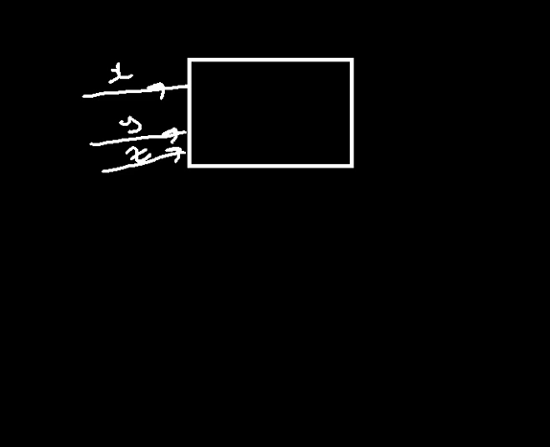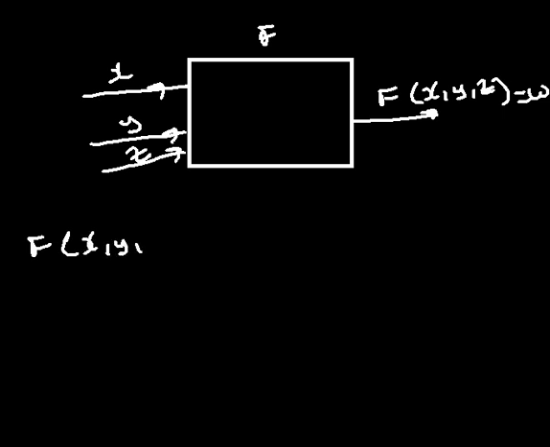And now for this case, we have the system of the function f. So now the output will be given as f of x, y, z, that is the same as w. So according to the principle behind the definition, we have f of x y z equal to w, where w is the output.